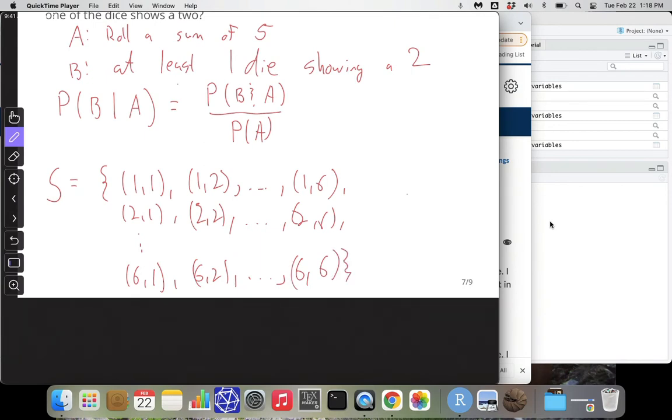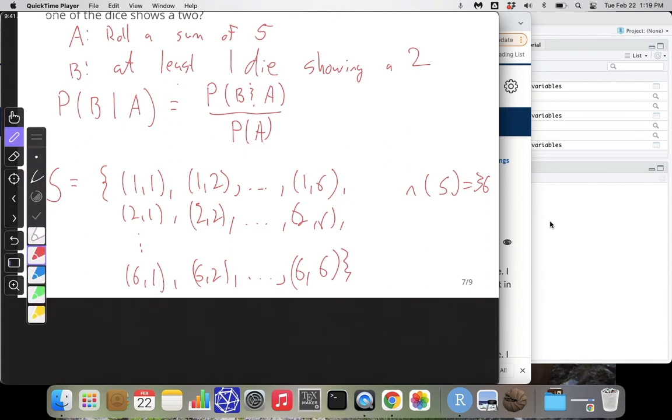Great. Well, the number of elements in our sample space ends up being 36. How do you see that? There are 6 columns and 6 rows in this little organization of our sample space. So there's 6 outcomes for the first die, 6 outcomes for the second die. They don't interact, so there's 6 times 6 or 36 total possible outcomes.